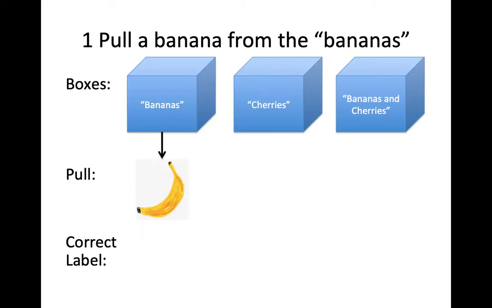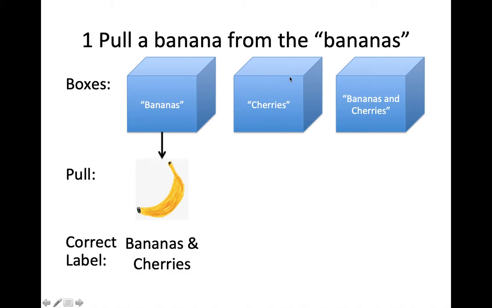Let's start with banana from bananas. Okay, so if I pull out a banana from the bananas box, I know that this can't be the bananas box because that's how it's labeled, so it must be the bananas and cherries box. There's no way it can be the cherries box because there's a banana. It can't be the bananas box because it's labeled bananas, so it's got to be the one with both.